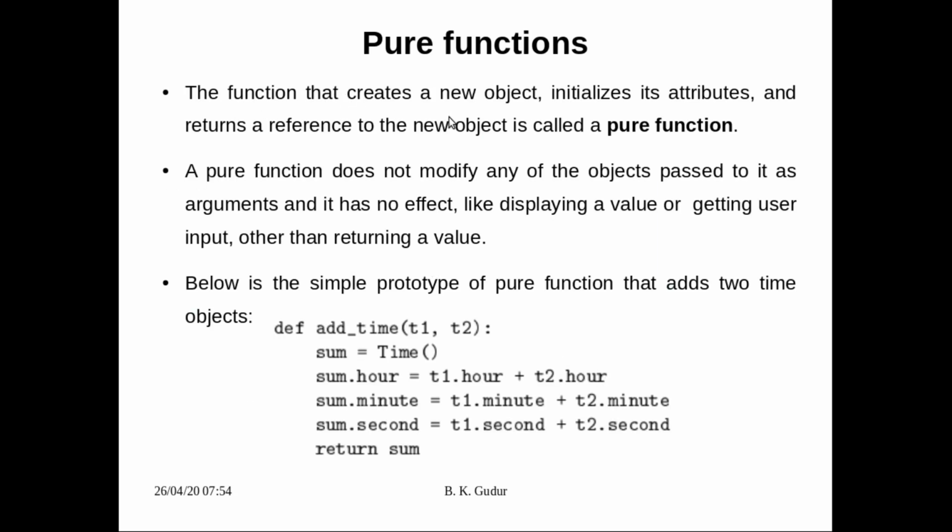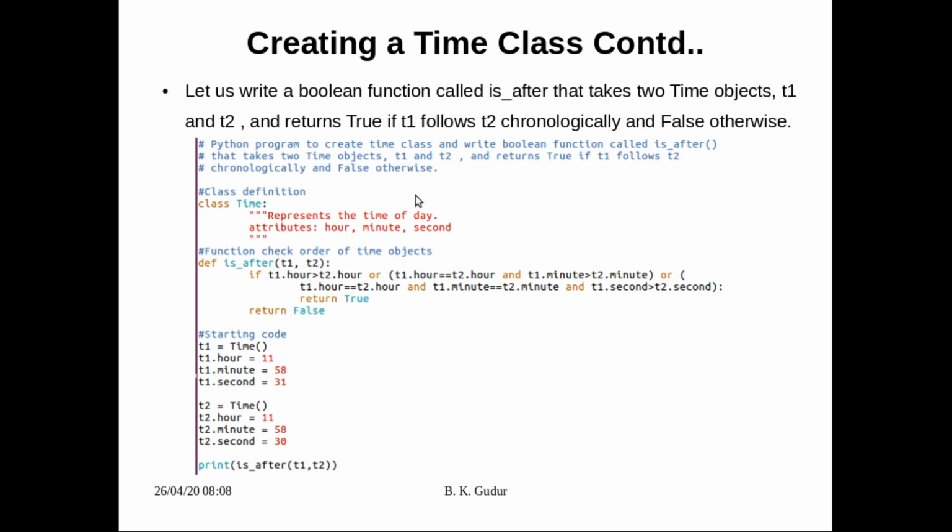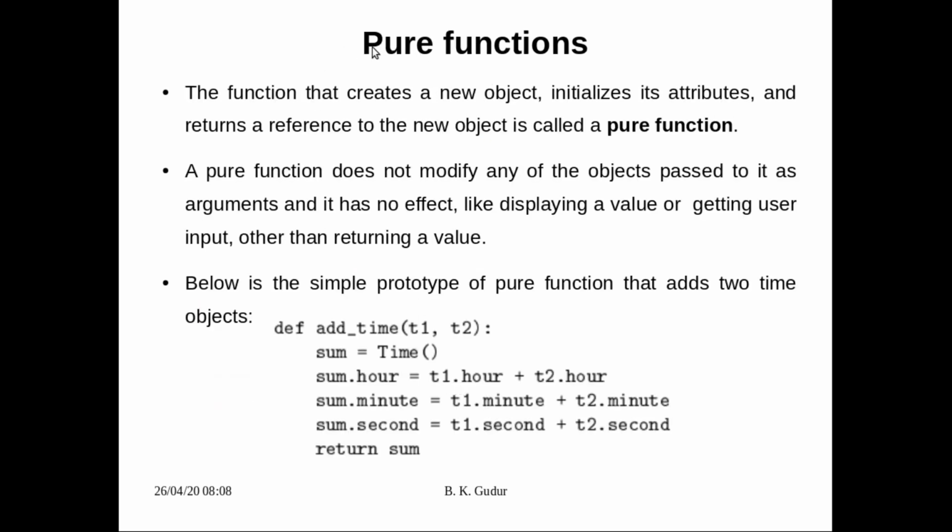The function that creates a new object. So this is what we have discussed, and next we are going to discuss one more new terminology called pure functions. The function that creates a new object, initializes its attributes and returns a reference to the new object is called a pure function.